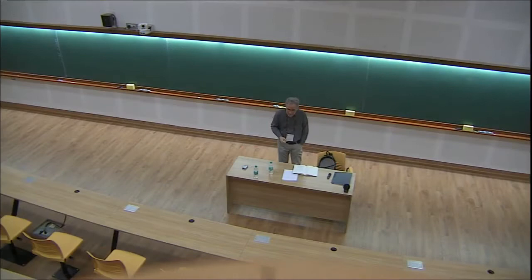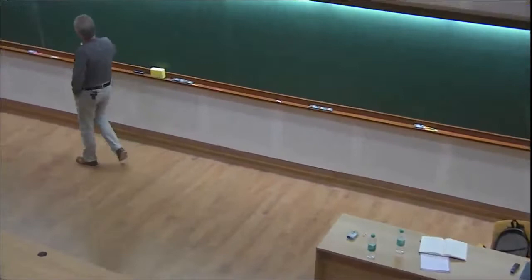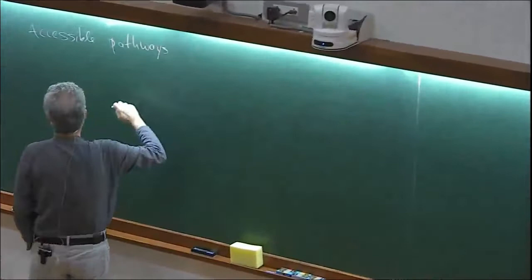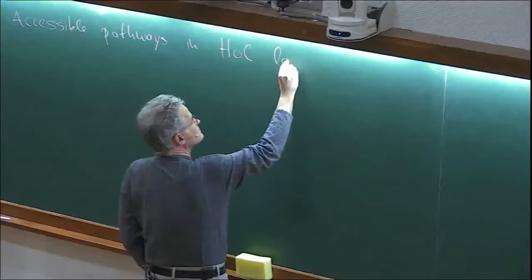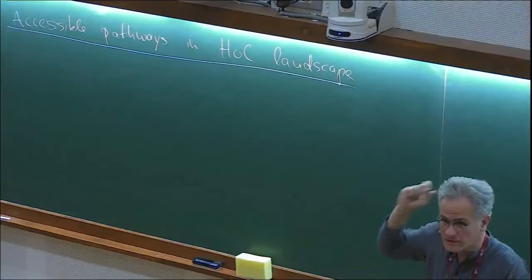Okay, so let me first continue with this topic that I started yesterday. So we were looking at these accessible pathways. The House of Cards landscape. So, situation where all the fitness values are assigned at random.